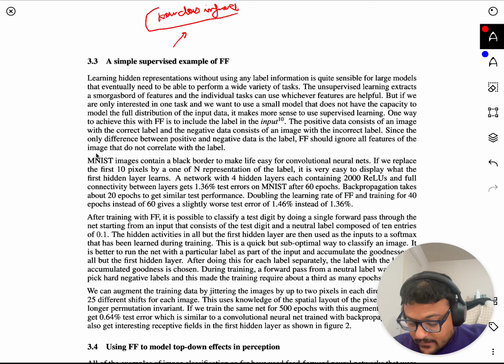So how inference looks like in forward is that, let's say you have a neural network, and let's say it has these 5 layers again.